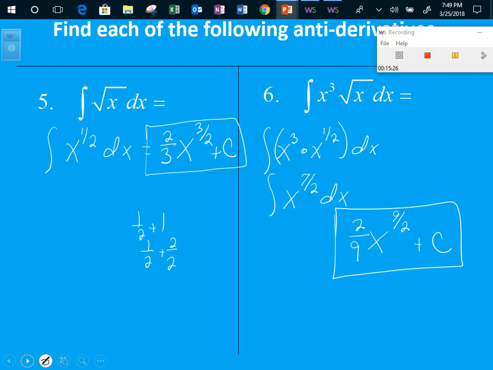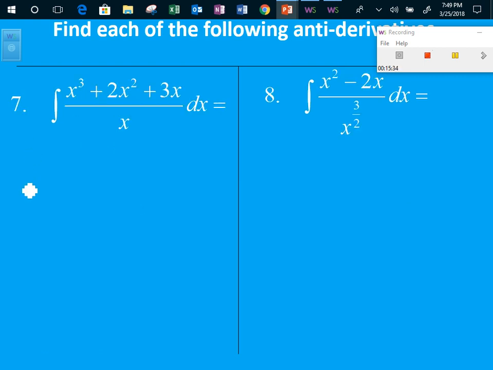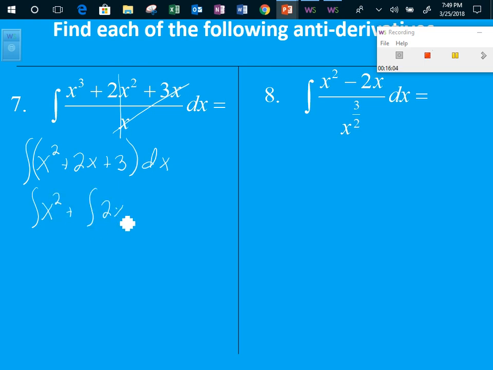we're going to simplify this first. So this becomes the antiderivative of x cubed over x is x squared, 2x squared over x is 2x, 3x over x is plus 3. We will find this antiderivative. Well, in this case, there's 3 pieces that we need to do. To find this antiderivative, we're going to find the antiderivative of x squared plus the antiderivative of 2x plus the antiderivative of 3. We usually won't split it up because it takes time.